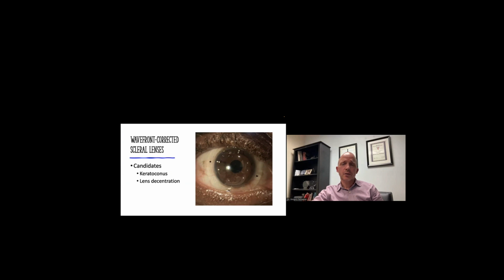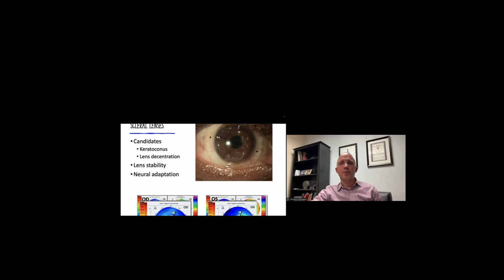So patients that are candidates for this, certainly keratoconus patients fall into that category. Lenses that decenter, that can create trouble, so they might be candidates for that as well. We need lenses that are stable though, and that requires more sophisticated landing zones. And keep in mind too that sometimes patients don't always appreciate the wavefront corrected lenses or even eccentricity because they've neural adapted to what they had before.